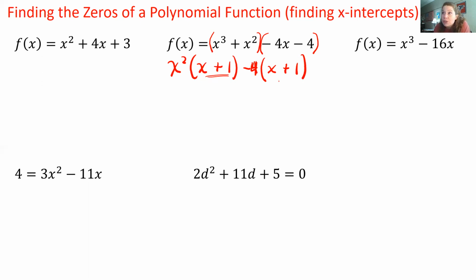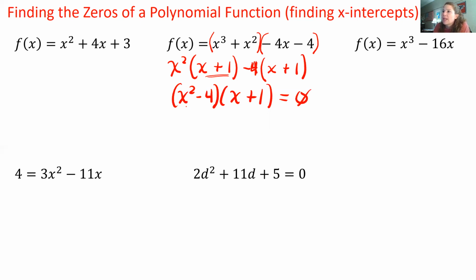So then our two groups, the numbers outside the parentheses, are one of our binomials, right? x squared minus 4. And then the other set was x plus 1. All right, and we're going to set both of these equal to 0.